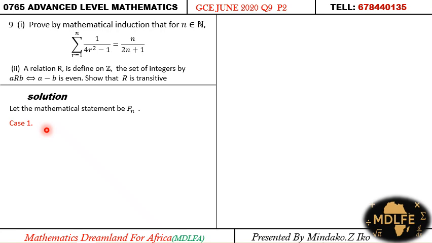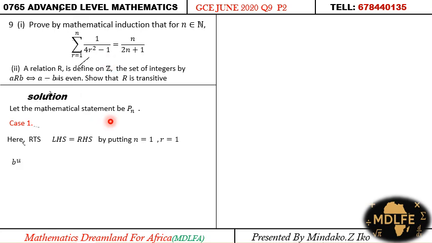So in mathematical proof, we have just three cases: case 1, case 2, and case 3, and a conclusion. So I'm going to deal with all the cases. For case 1, you just prove that the left hand side is equal to the right hand side, by putting n equals 1 and r equals 1. So that is our first case.